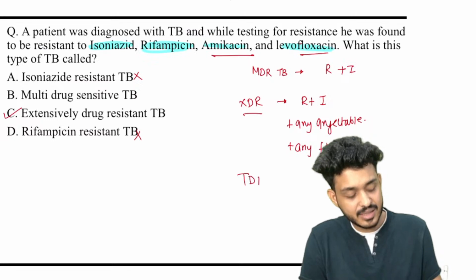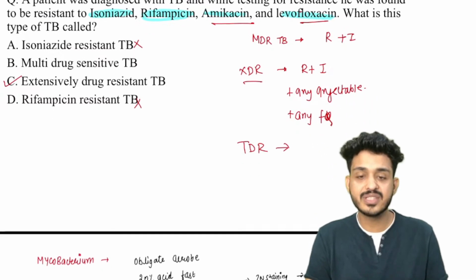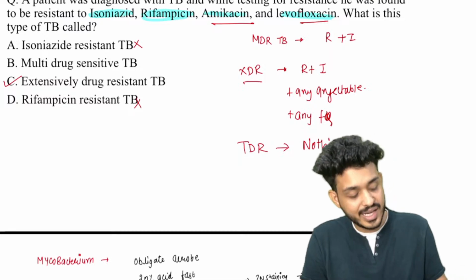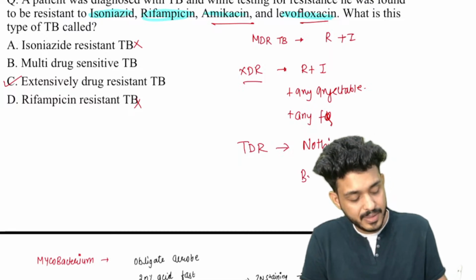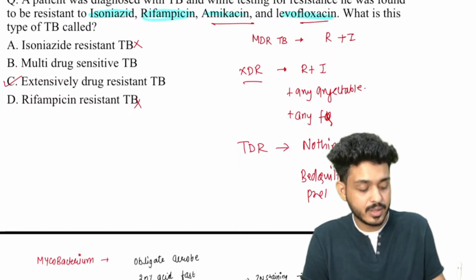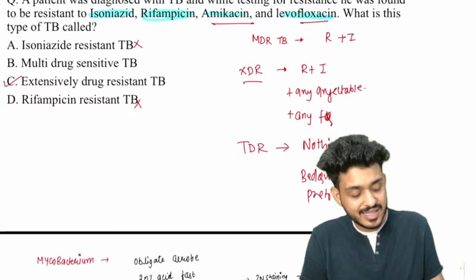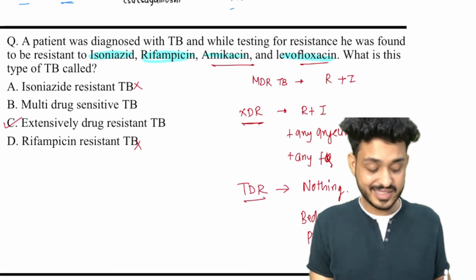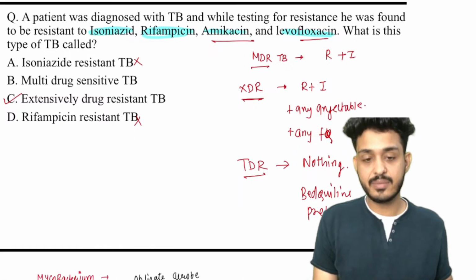What is TDR-TB? Total drug resistant, that means nothing is working. In that case, we are having new drugs now. We are having bedaquiline, we are having pretomanid. So these are the things we are using nowadays, okay, for the total drug resistant TB, MDR and XDR-TB. Okay, clear?